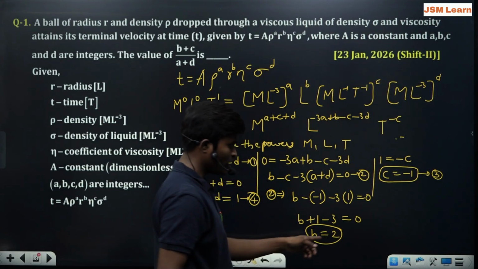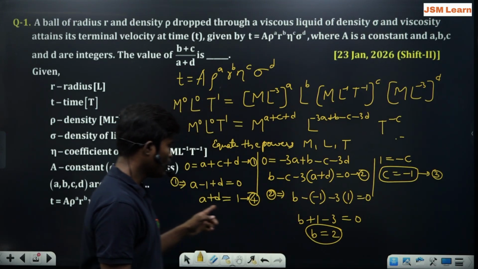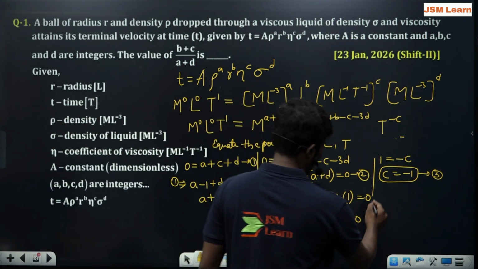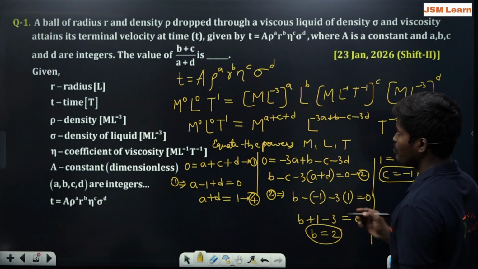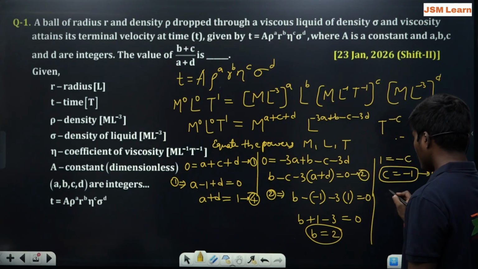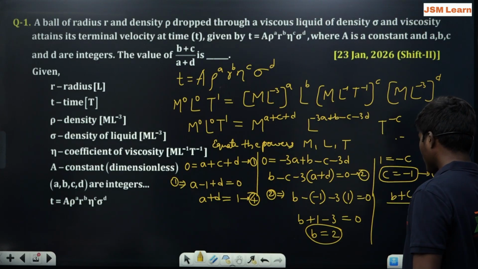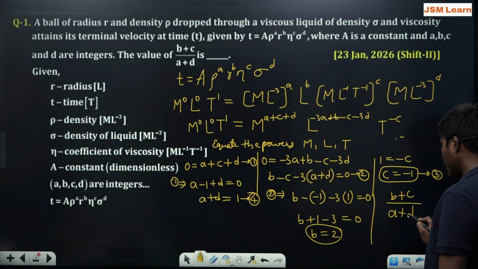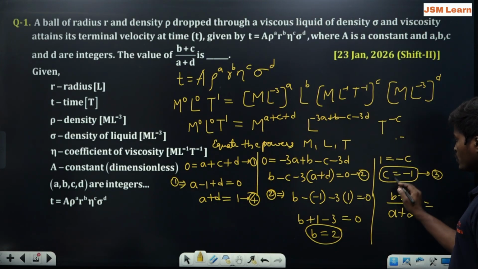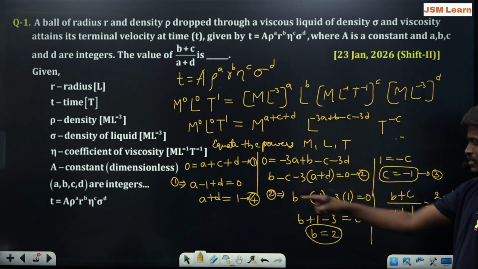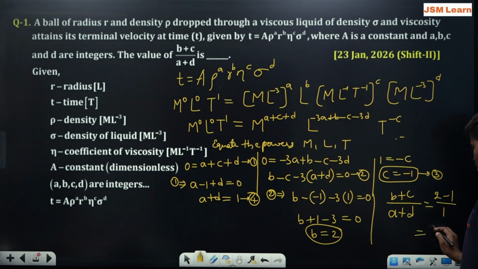After getting the b value, the c value and the a + d value, we can directly solve the given expression. What is given? (b + c) / (a + d), so b + c in the numerator and a + d in the denominator. The b value is 2, the c value is -1, so (2 - 1) / (a + d) where the value is 1. So the answer is 1.